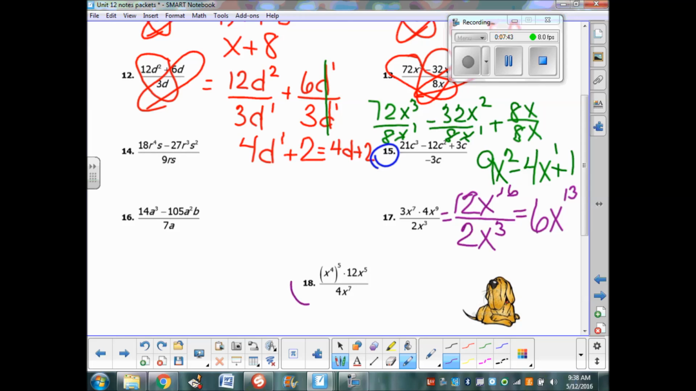I'm going to have you do 18 on your own. That's going to be a little bit of a challenge. And then I would love for some brave people to try 14. 14's got 2 variables in it, r's and s's, but I know you can do it. Okay?